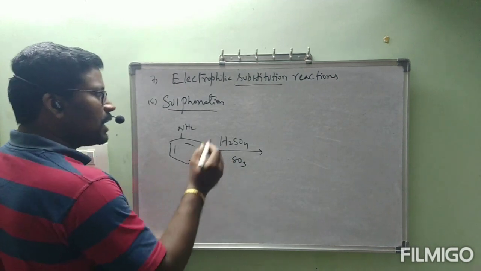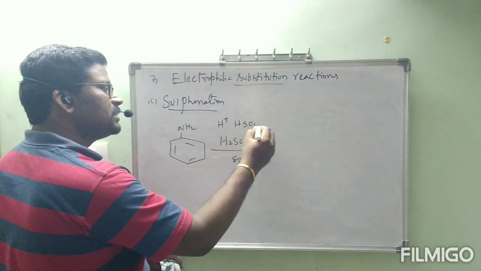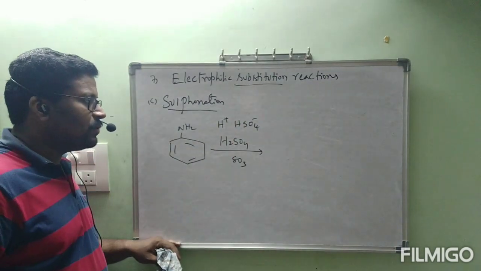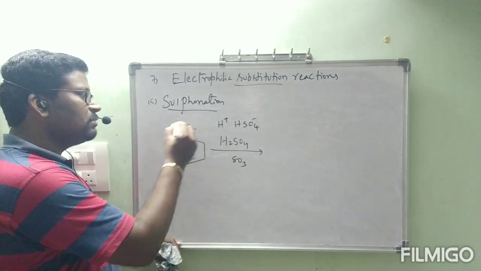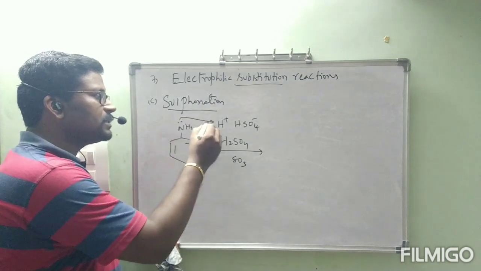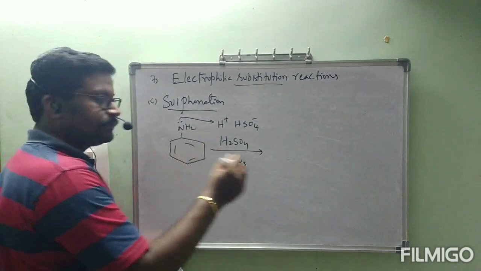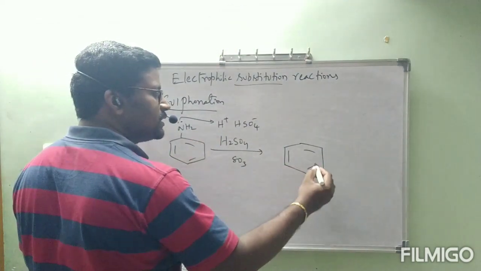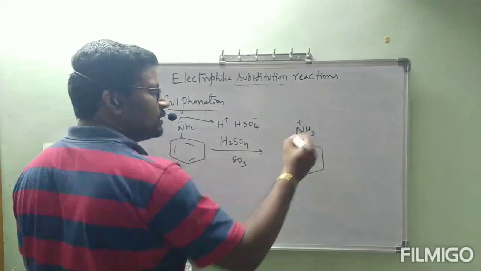This H2SO4, I am going to write it as H plus and HSO4 minus. Then the lone pair of electrons present on NH2 will be donated to H plus. Then we will get NH3 plus, which happened in the previous condition. Like that, here also we will get NH3 plus.